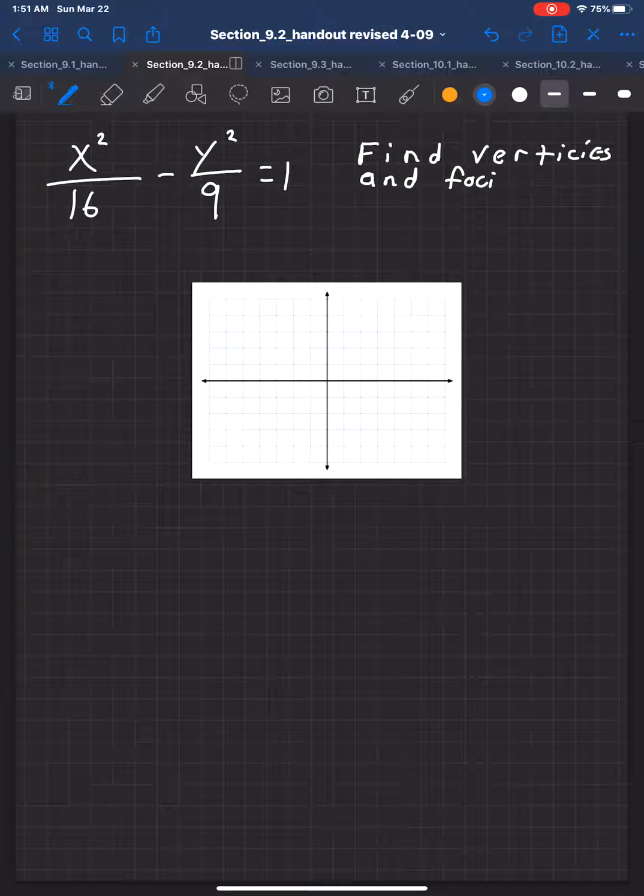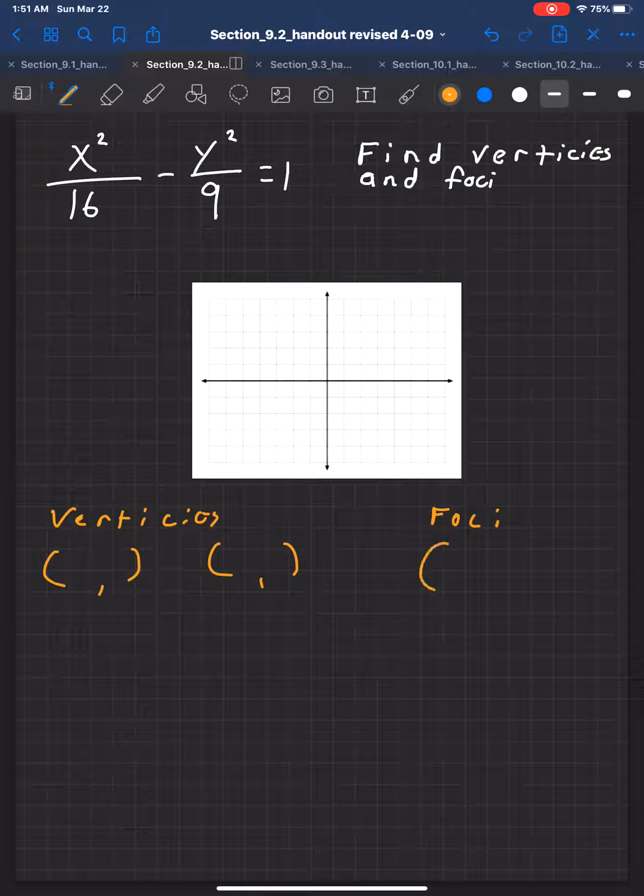So first question, I give you an equation, and what do I ask you to find? I ask you to find the vertices, and I ask you to find the focal points. All right, so let's go ahead and start. There should be 2 vertices, and there should be 2 focal points. So the job is to provide 4 total points to answer this question.